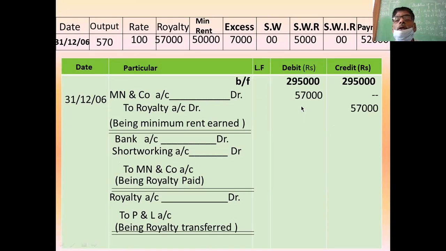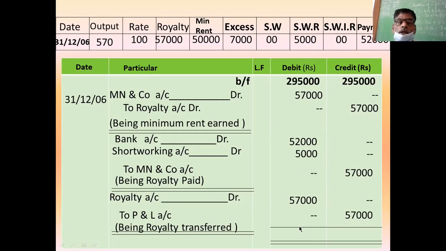57,000 is the total amount. Royalty is 57,000. 57,000 debit, 57,000 credit. Then 52,000 is the payment amount. Short working is 5,000. Payment is 52,000. SWR 5,000. Total 57,000. Then royalty 57,000 goes to the P&L account. Okay. Take the total: 4,66,000. This goes to the next page.